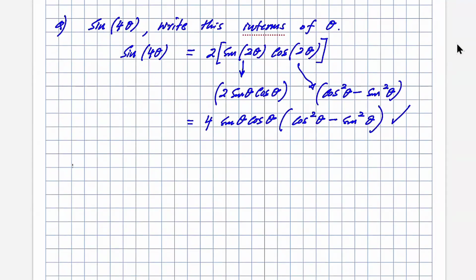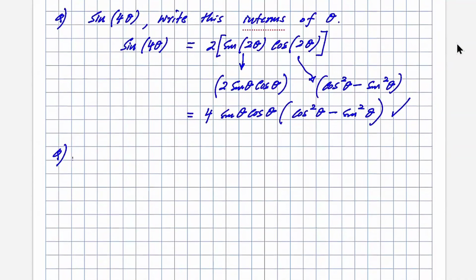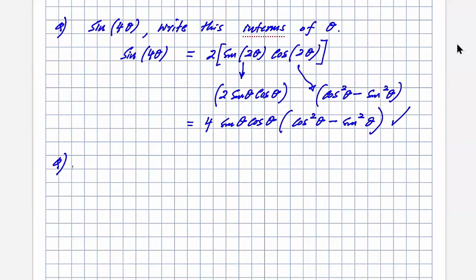So sine 4 theta, you write it in this way. Okay. Next question to Aston. Expand cosine theta plus alpha.